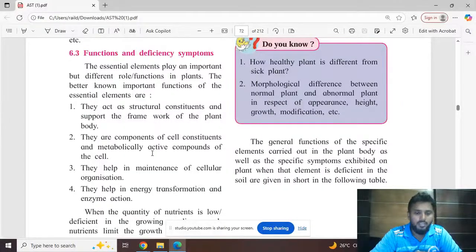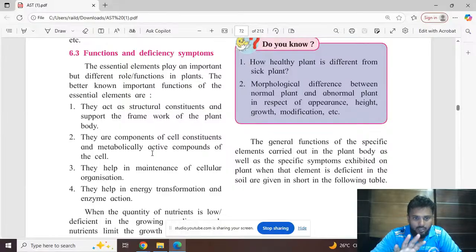Then these elements are also the components of different cells. We all know that plants or all living things are made up of cells. So these elements are required for all the functions of this cell, as well as the metabolic activities going on in this cell. Then they are also used for maintenance of the cellular organization. Then these elements are also helpful in energy transformation or for enzyme action. That is, they also play a catalytic role in different kinds of reactions.